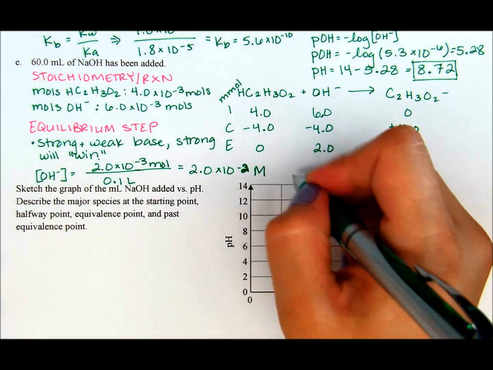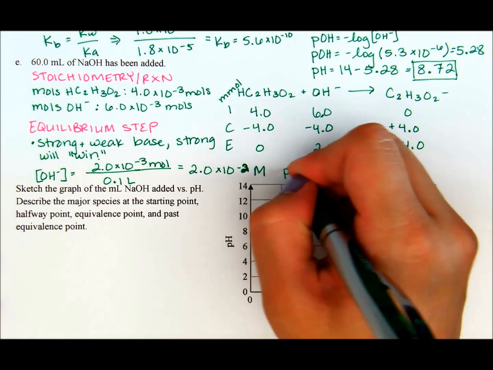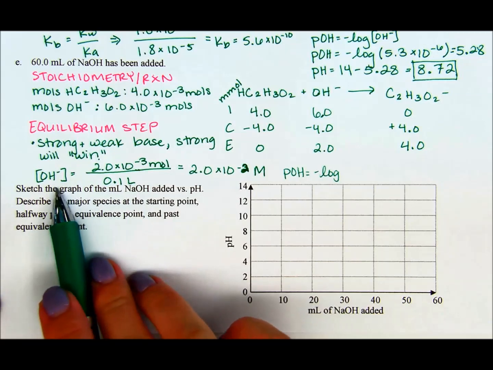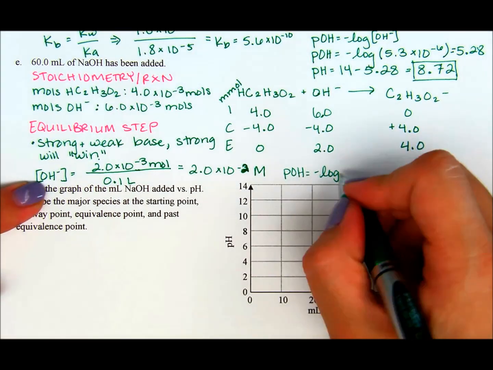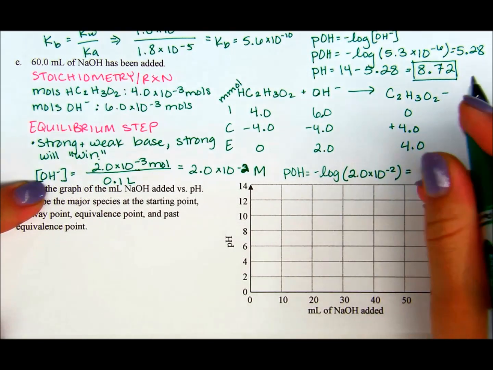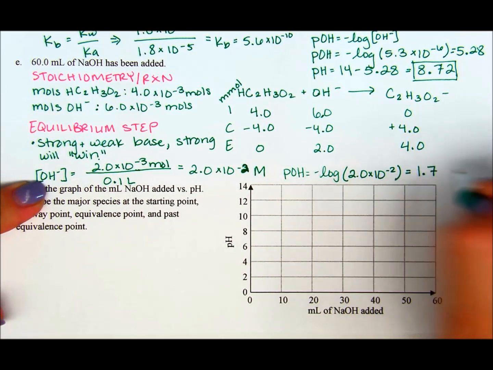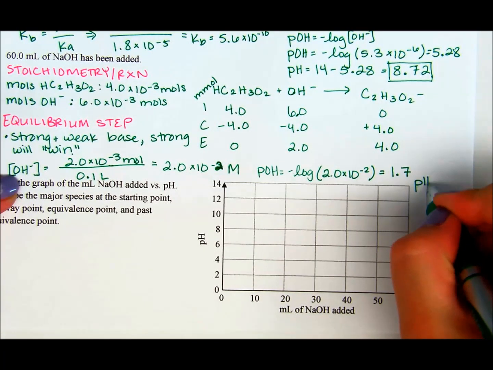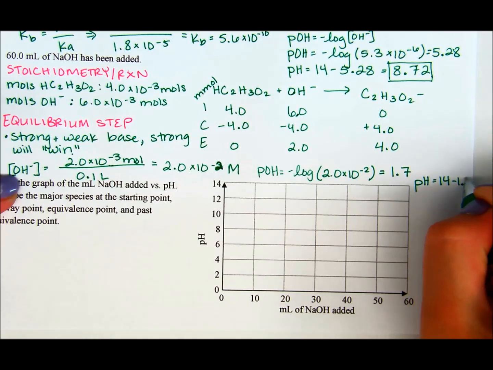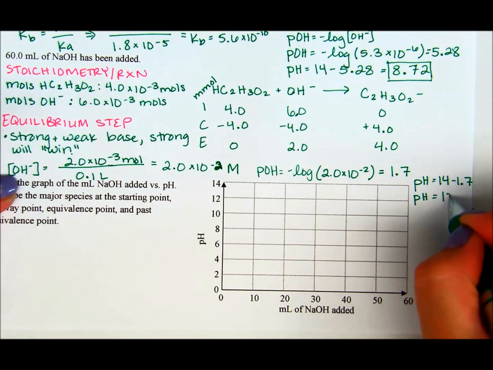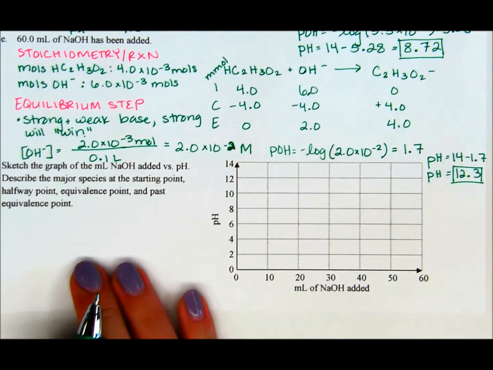Molar. And we know that our pOH equals the negative log of our OH negative concentration, which is this. So negative log of 2.0 times 10 to the negative 2, and that's going to give us 1.7. From that pOH, we can figure out pH. So pH equals 14 minus 1.7. So your pH is equal to 12.3 at the very end.